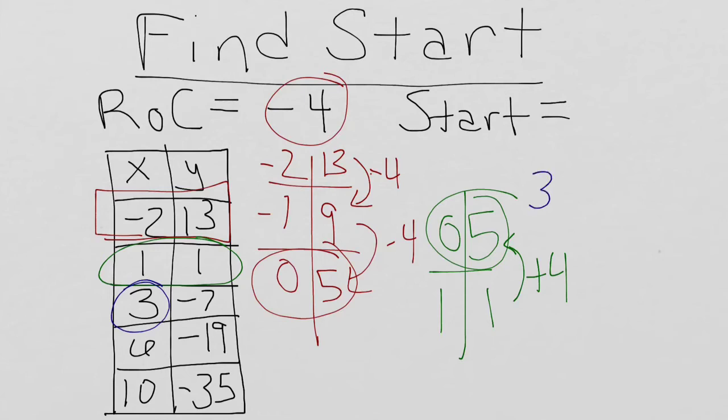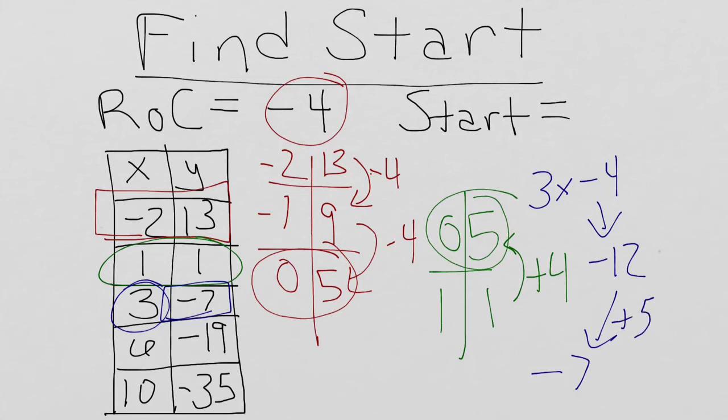So 3 times our rate of change of -4 is going to give us -12. But we want an answer of -7. So how do you change -12 into -7? Well, you add 5. So what that's telling me is our start value is at +5. So all 3 ways give us the same start value: 5 here, 5 here, and 5 here.